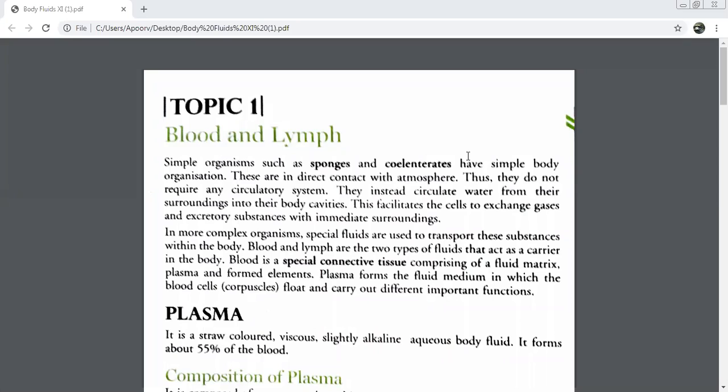16, 20, and 21, almost 75% of the chapter is cut off. Chapter 16, chapter 20, and chapter 21. Only 2, 3 topics are there in this. Rest entire thing is cut off. Anyways, breathing and exchange of gases is done.